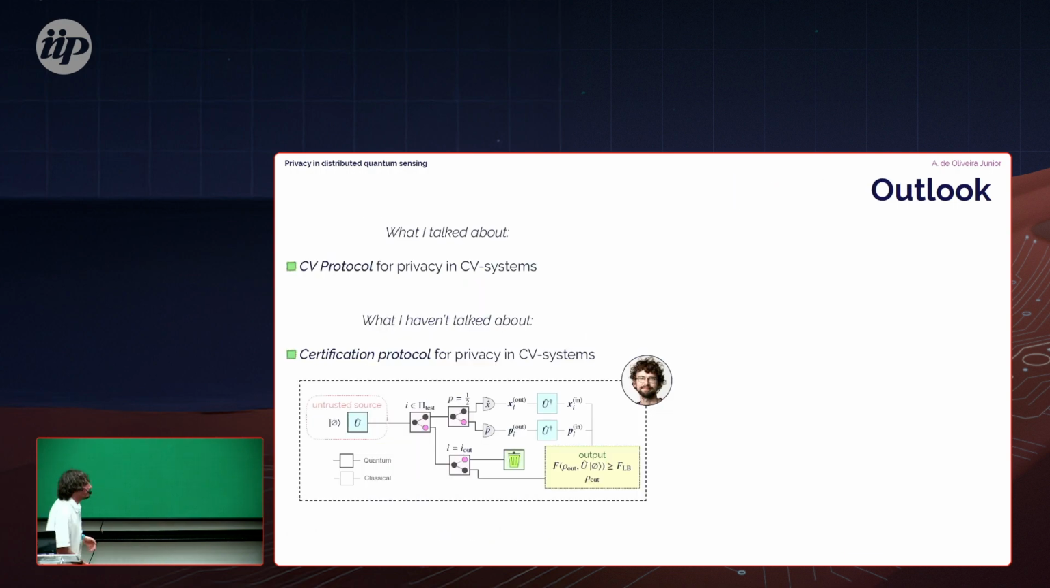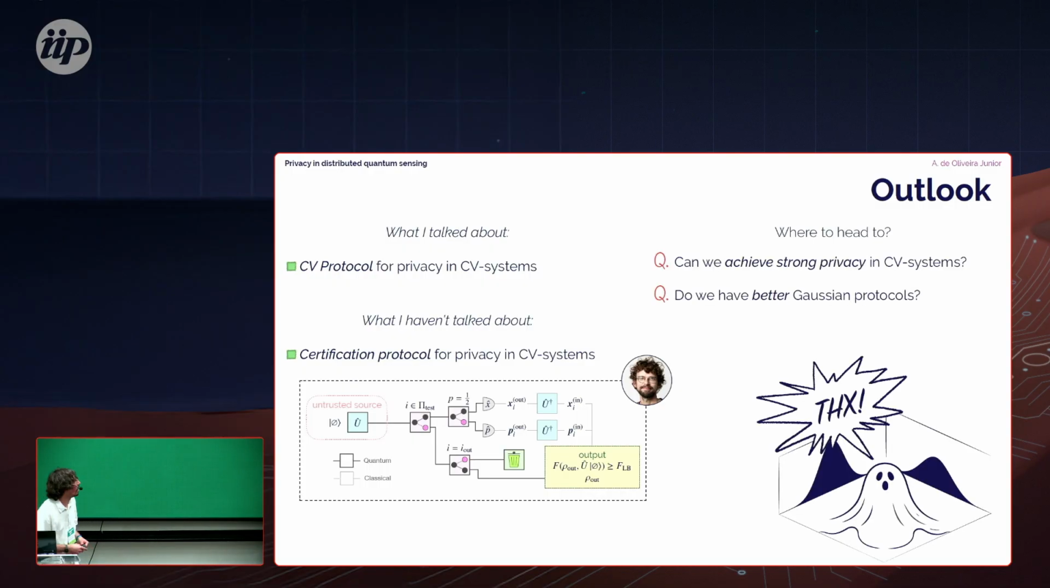So finally, let me finish this talk by saying that I discussed a continuous variable protocol for privacy in continuous variable systems. What I didn't talk about, but we have, and it is really nice, is the certification protocol, which also allows us to certify not only 2-mode squeezed states, but many other families of Gaussian states.